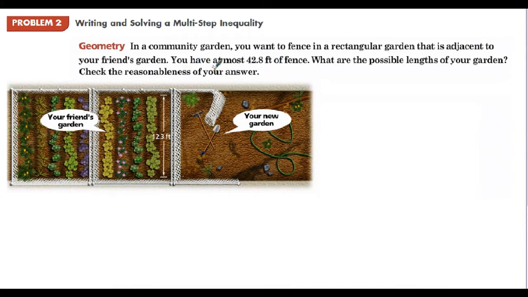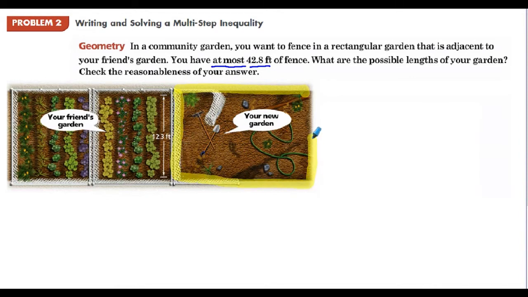So here's our inequality. At most, we can't go beyond 42.8 feet for the fence. What are the possible lengths of your garden? Check the reasonableness of your answer. So we want to check our answer, see if it works. We cannot go beyond a fence of 42.8 feet. So we are looking at this fencing right here. This is our garden.